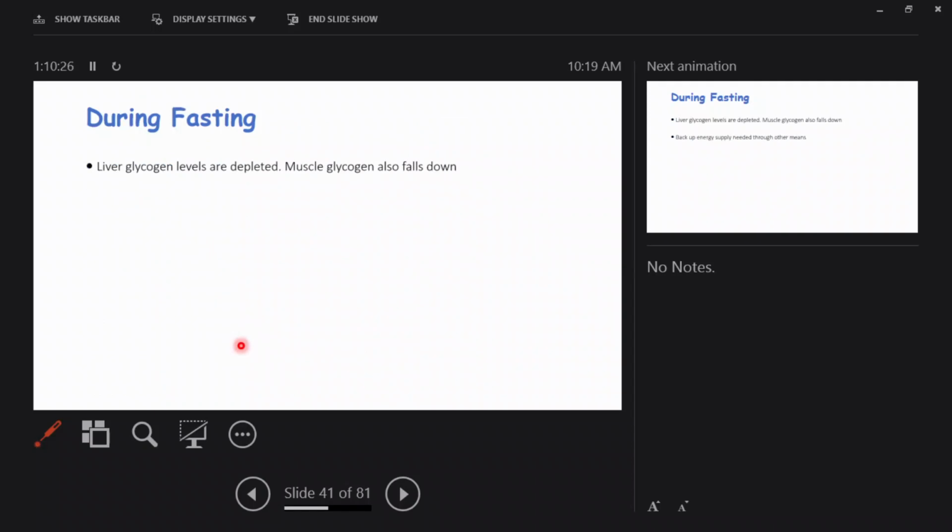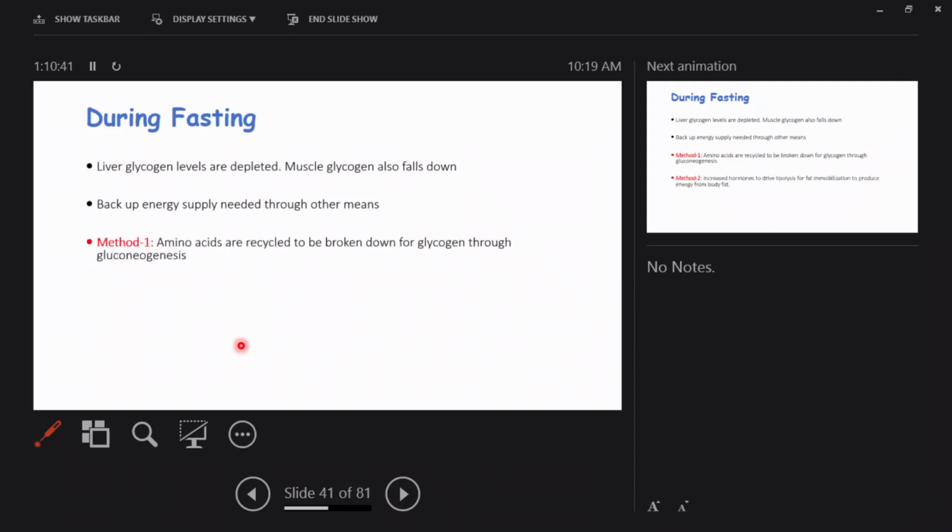So during fasting, liver glycogen levels are depleted. Muscle glycogen also falls. Backup energy supply is needed through other means. Where can our body get these energy supplies from? The first one, amino acids are recycled and broken down to make glucose through gluconeogenesis. You know that gluconeogenesis generates glucose from glucogenic amino acids, right? So the first method is glucogenic amino acids via gluconeogenesis, producing glucose for our body.